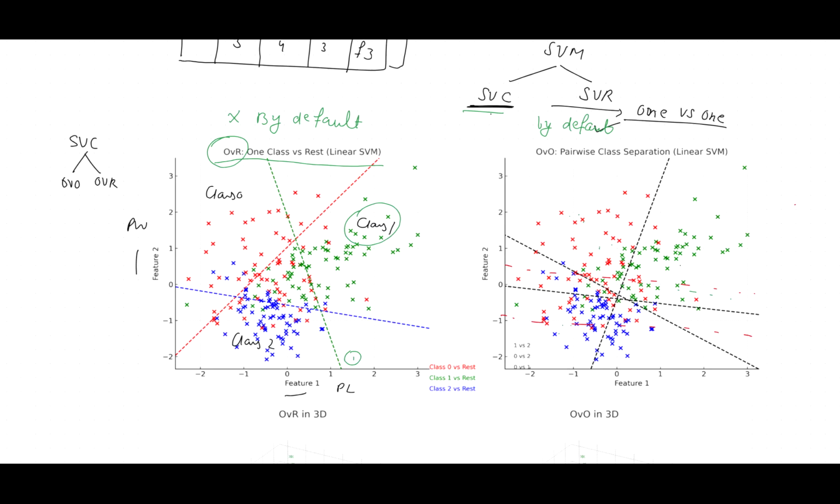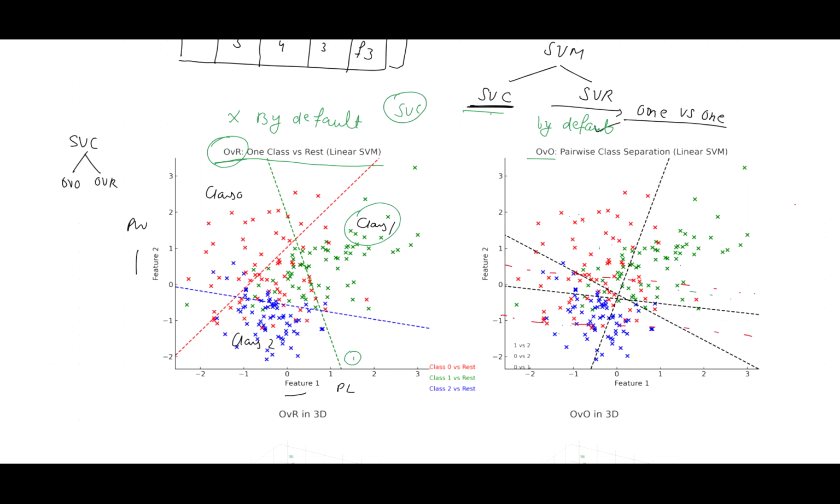But by default, this will be followed by your SVC. Now this is linearly separable actually. Now don't think these are different models. Both of these two are SVC actually. This is not a type of SVM. This is just the extension of your SVC model. This is just the extension.